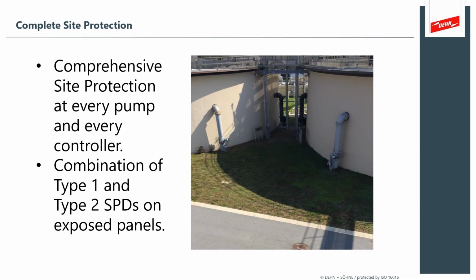What's really important is to have comprehensive site protection with a combination of type 1 and type 2 SPDs on these exposed panels. As I mentioned, you'll have these pumps that are in fact outside, and they're directly associated with the down conductor systems. And if you have ground potential rise, you'll have large lightning currents being induced into these pumps. And that is why we pay a lot of attention to make sure it has both type 1 and type 2 protection on these panel systems.